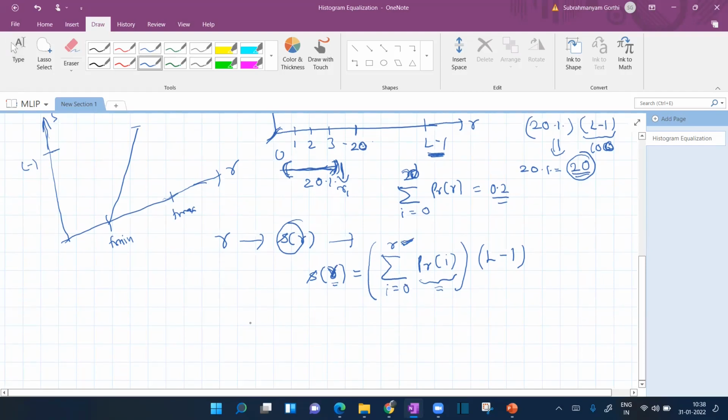Suppose, consider a special case here. Think about cumulative, the CDF. Correct. So, suppose your R equals L minus 1, what would be this value when R equals L minus 1? It is 1. Correct.